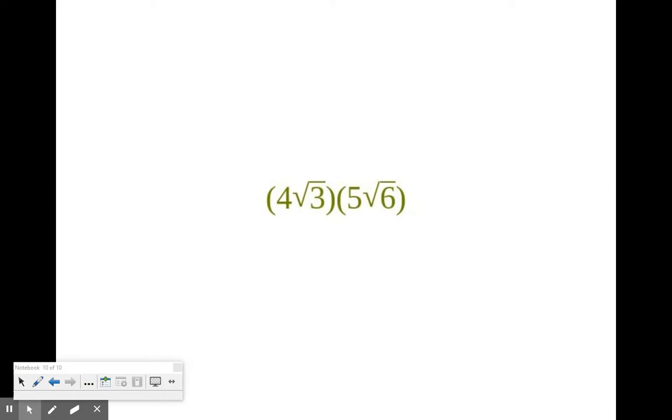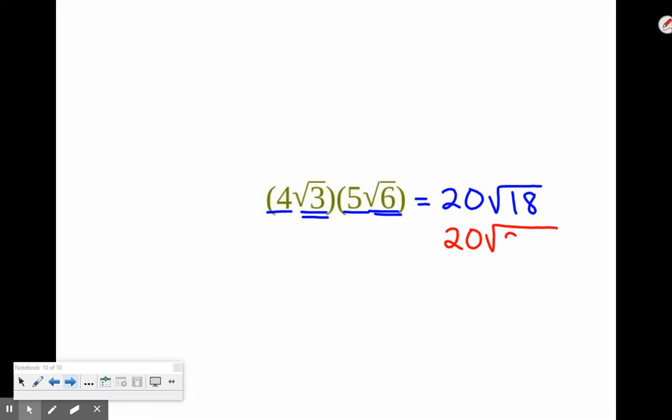All right, let's do another one. Okay, again, 4 times 5, we just get 20. Square root of 3 times the square root of 6, we get the square root of 18. And we can simplify 18 down. Okay, 18, the perfect square, would be 9 and 2. Okay, so we can separate that out as the square root of 9, square root of 2.